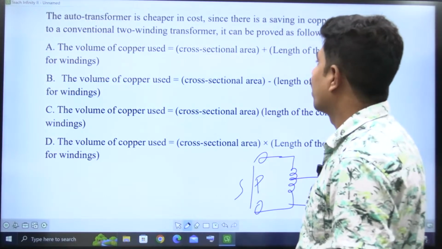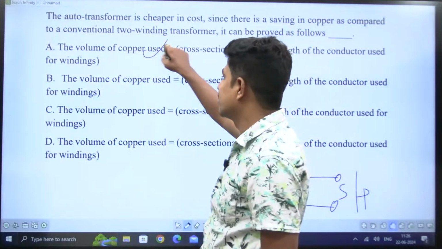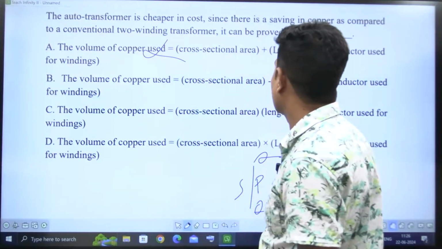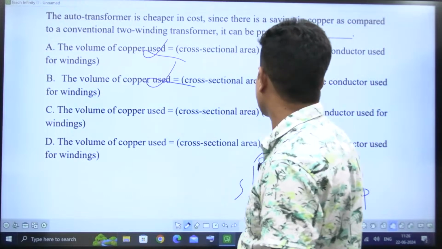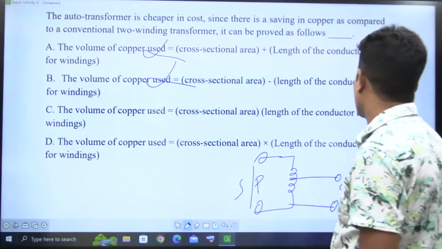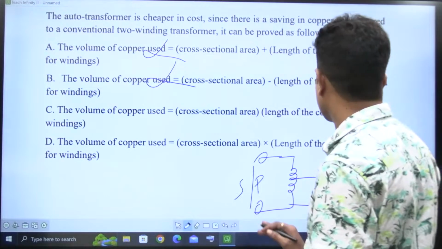The volume of the copper is equal to cross sectional area plus length? No, that volume formula is not correct. The volume of the copper is equal to cross sectional area into the length of the conductor used for the windings. Option C, let's keep it aside.